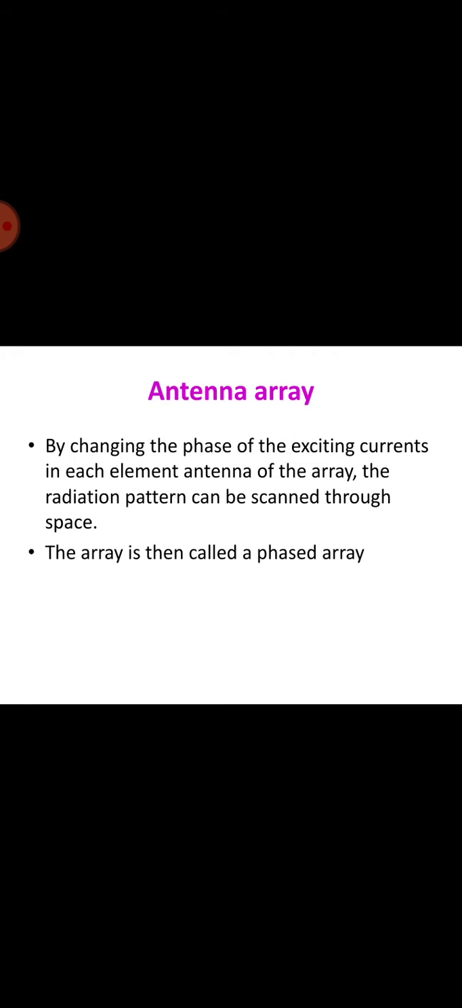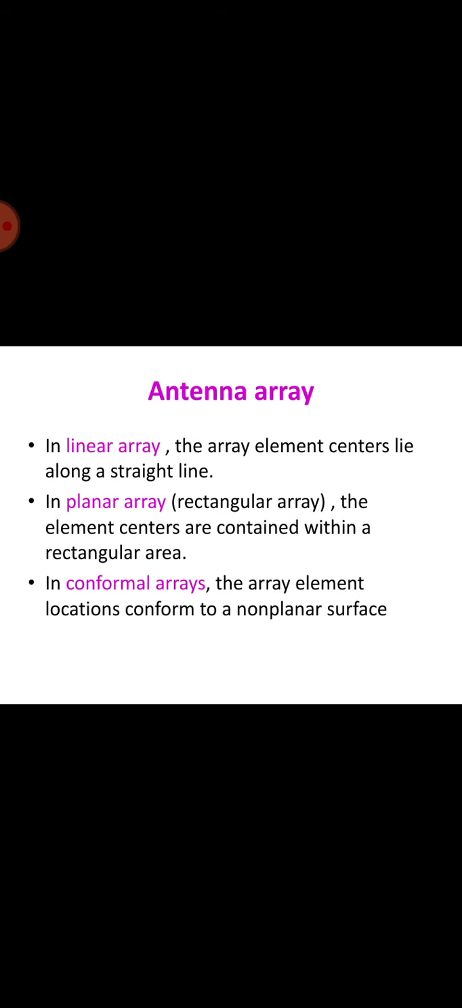This diagram shows a sample array of antennas, and this is a linear array, and the previous one was a rectangular array. By changing the phase of the exciting currents in each element antenna of the array, the radiation pattern can be scanned through space, and the array is then called a phased array. Based on the geometrical positions, antenna arrays can be divided into linear array, planar array, and conformal array.